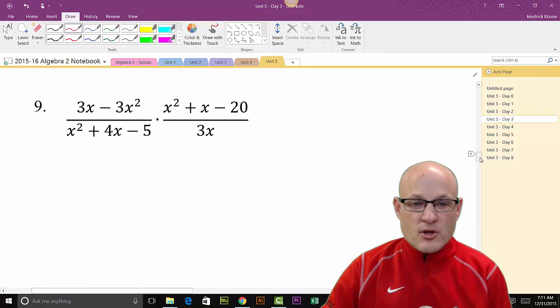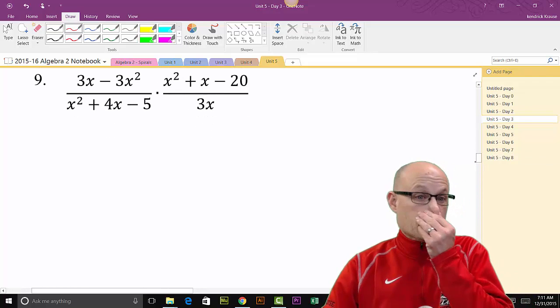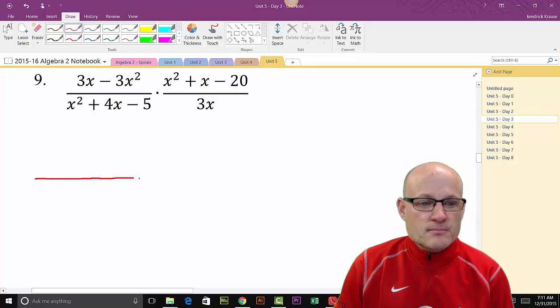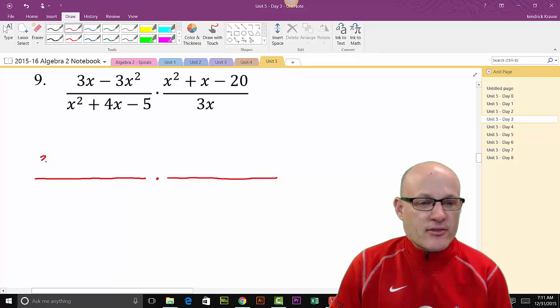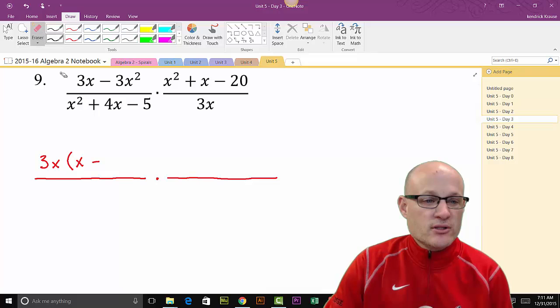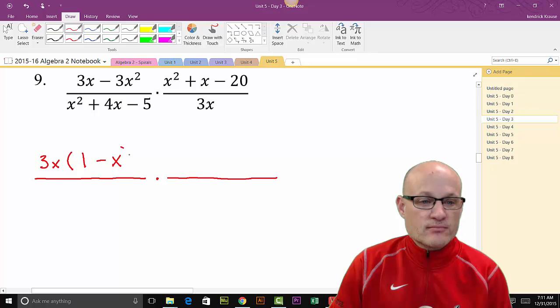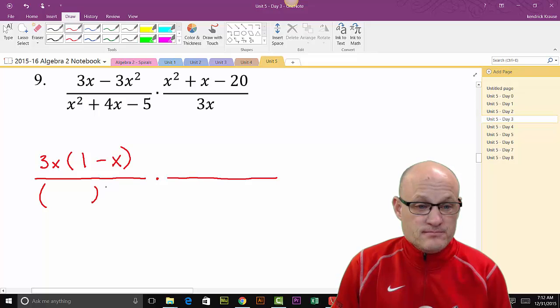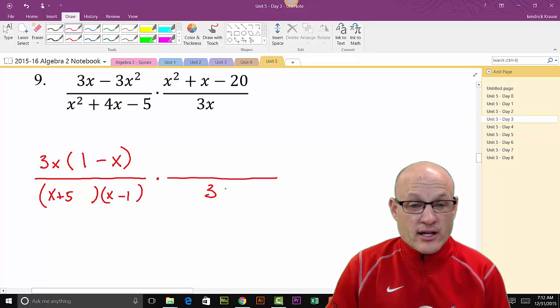So division, or multiplication of these fractions, is nothing more than basically the same problem right here. Factoring and then dividing out the common factors. So here I can take out a 3x, and I'm left with 1 minus x. Basically the same as that last problem, you'll see in a second. This one I can factor, and it's x plus 5, x minus 1, kind of similar to that last problem.